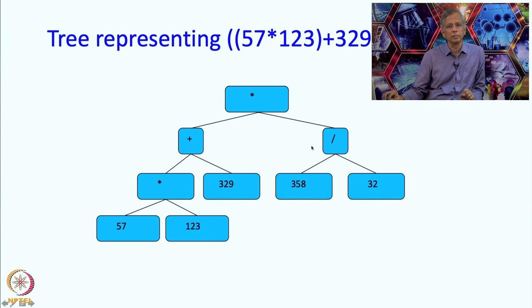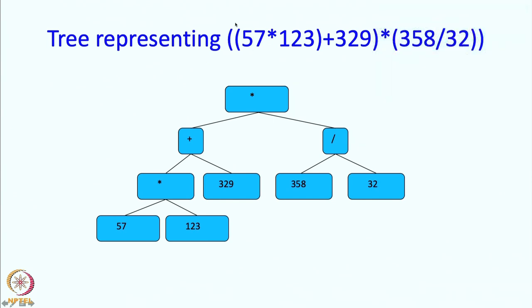Here is another example. We have an arithmetic expression written down over here. This expression can also be represented by this tree-like diagram. Let me tell you what this diagram means. These boxes represent just the numbers 57 and 123. Now, these numbers feed into this box, which is a multiplier box.